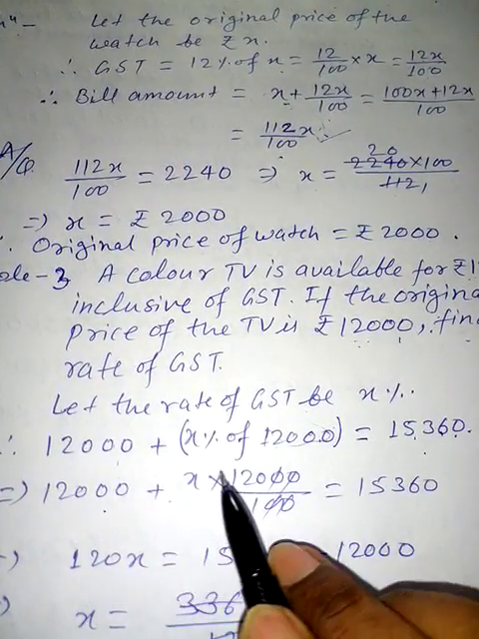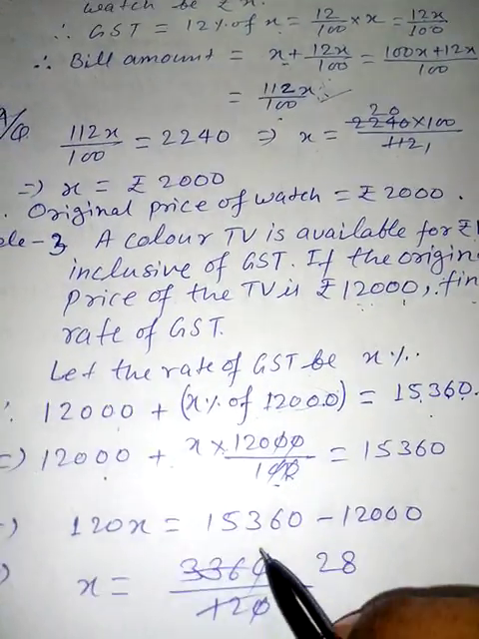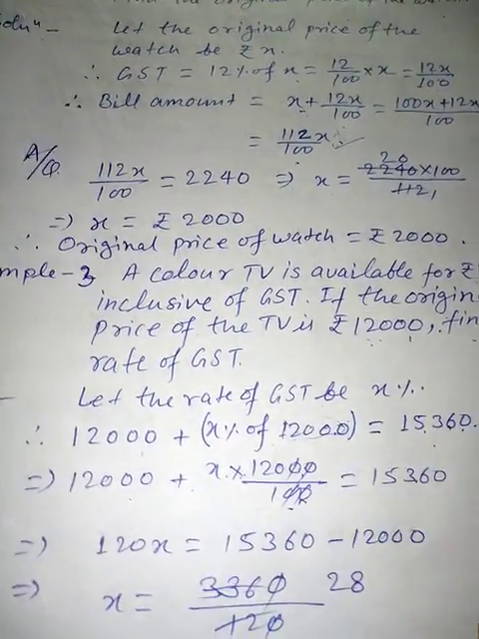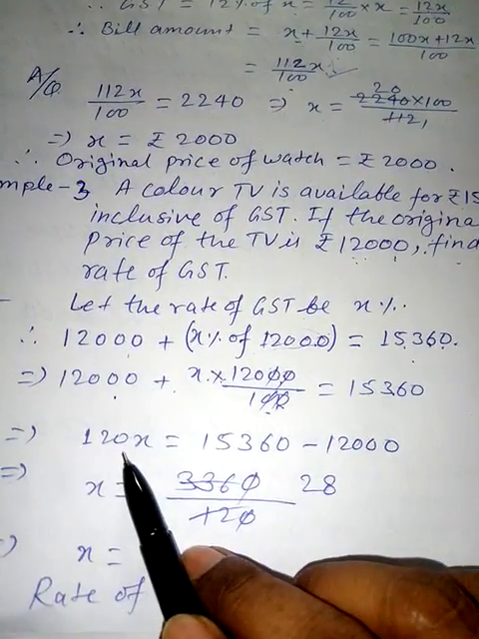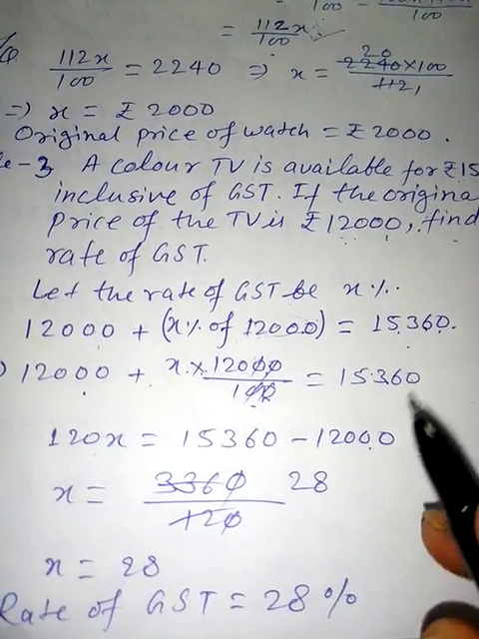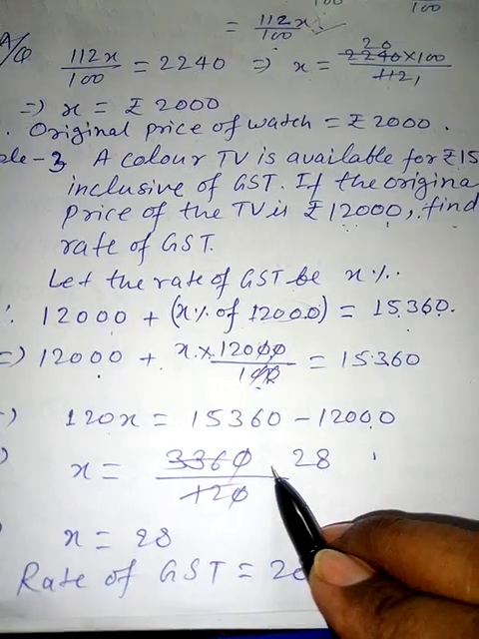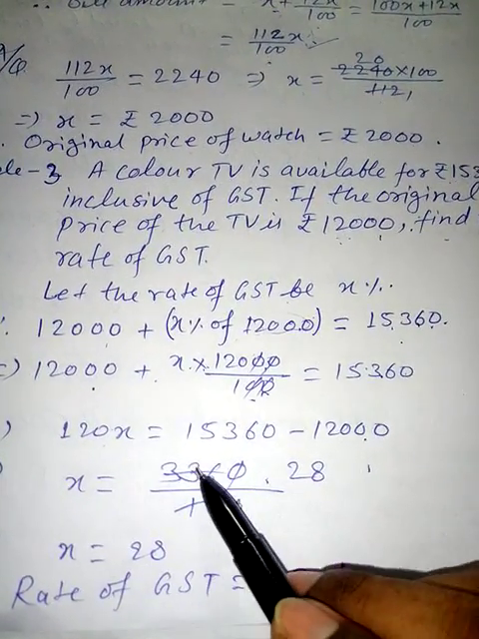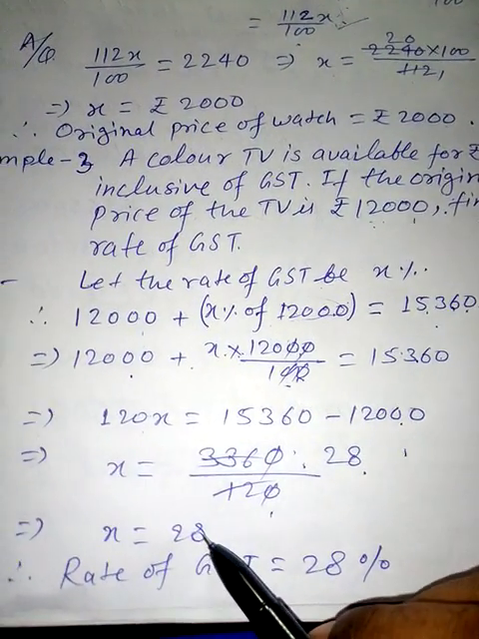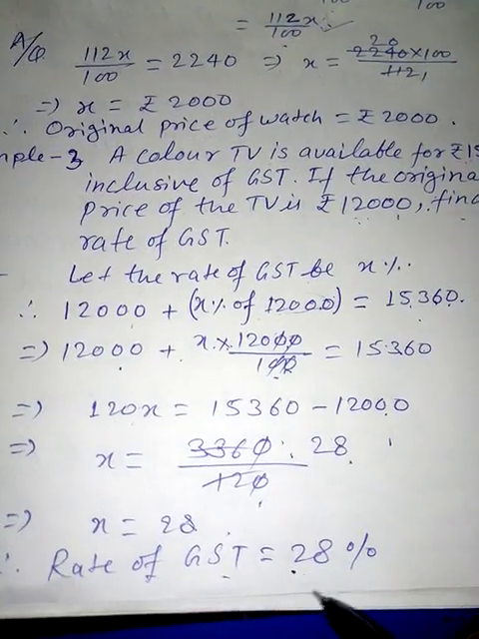Original price plus X into 12,000 by 100, that is X%, that will give you 120X. So 12,000 plus 120X equals 15,360, and by the law of transposition, 120X equals 3,360, and X equals 3,360 by 120, which gives you 28. It means X equals 28. That is, the rate of GST applicable on the TV is 28%.